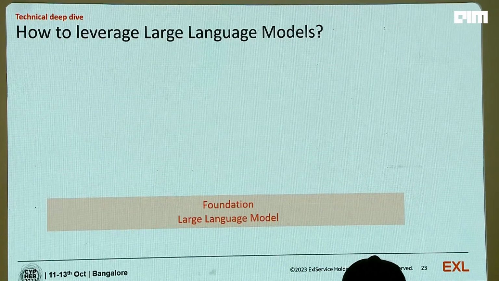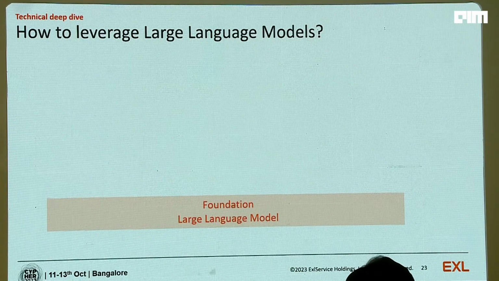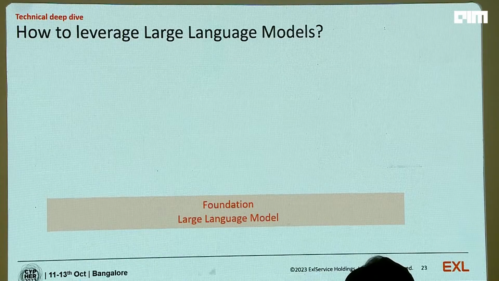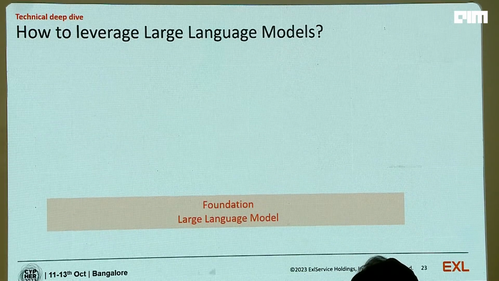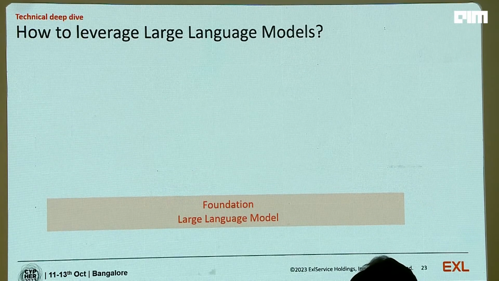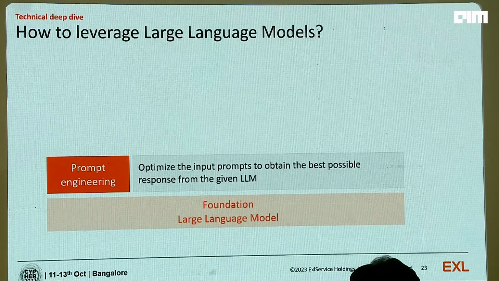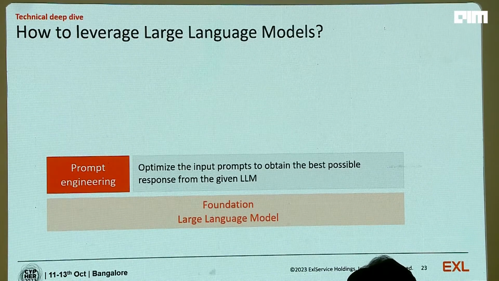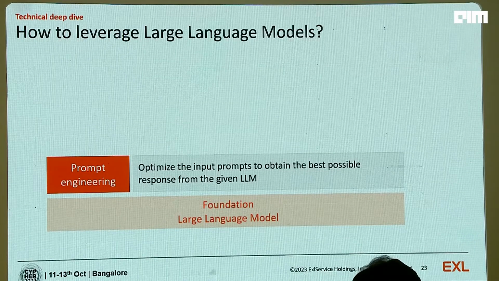Now, how to leverage large language models? Assume you have a foundation large language model, any model, which you have access to. You won't have access to GPT-4 because they have not made it open source as of now, but you have access to, say, Llama 2. Then you would probably do prompt engineering, the thing that I just did with my son. I gave him a simpler question so that he understood and gave the right answer. So optimizing the input prompts is basically part of prompt engineering.